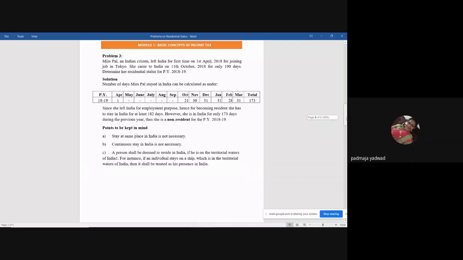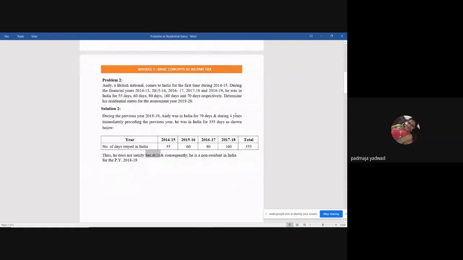Ma'am, immediately preceding the relevant previous year means, do we have to consider the previous year, or leave the previous year? You should leave the relevant previous year, and leaving that year, you should take the preceding 4 years. For example, in this problem, the relevant previous year was 2018-19. But for considering the second basic condition, you have to leave this year and just check the 4 years preceding 18-19. Now, if you leave 18-19, what are the 4 years before 18-19? 17-18, 16-17, 15-16, 14-15. So these are the 4 years.